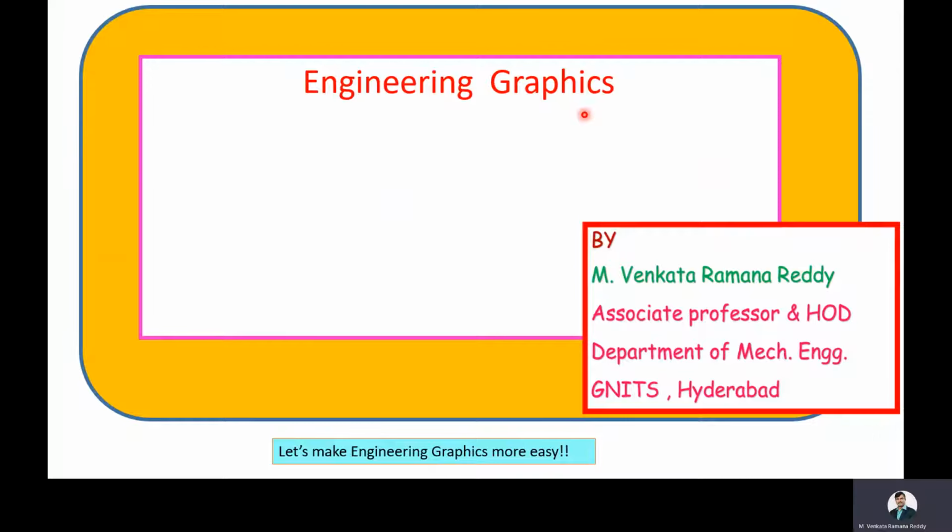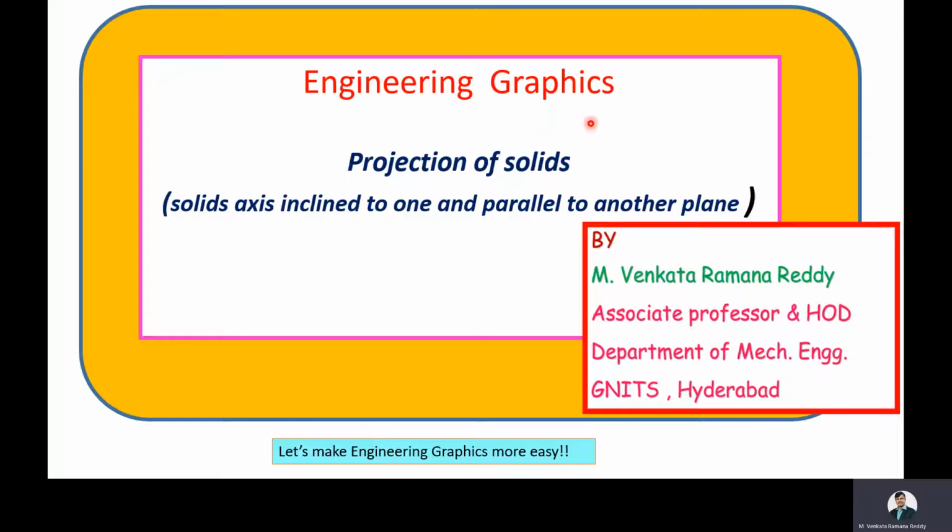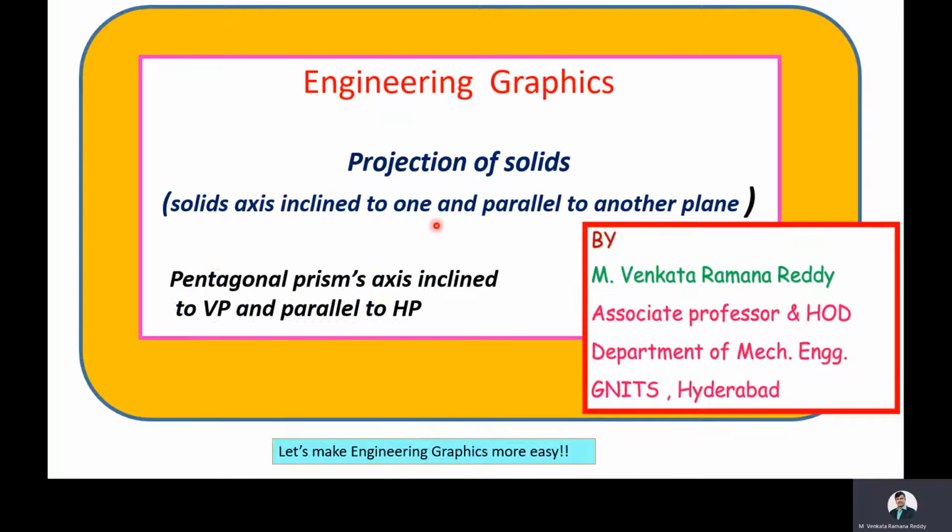Welcome to the discussion on the subject Engineering Graphics. Under Engineering Graphics, we are discussing a topic on projection of solids. Under projection of solids, we are discussing now solids axis inclined to one and parallel to another plane concept. Under this concept, we are solving a problem on pentagonal prisms axis inclined to VP and parallel to HP. This is the 8th solved problem we are discussing under solids axis inclined to one and parallel to another plane concept. Now we will enter into the problem.